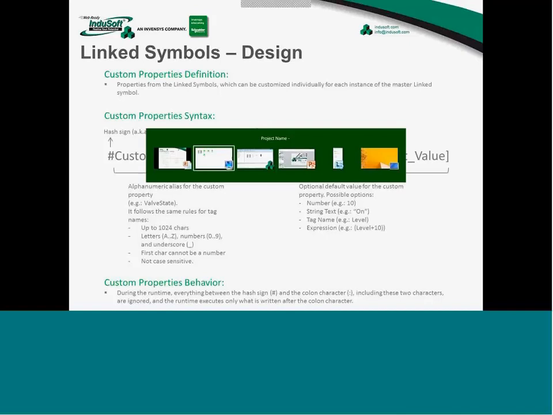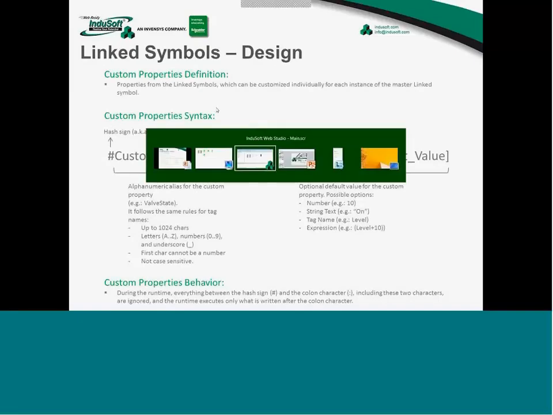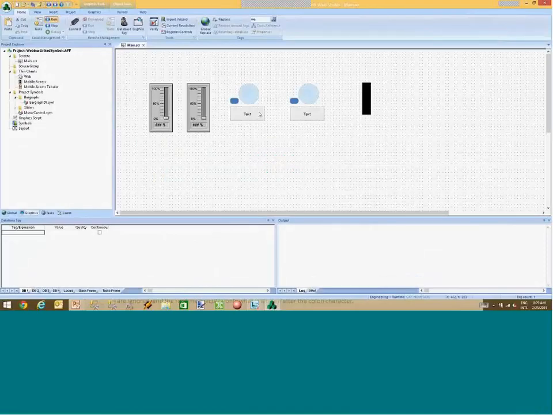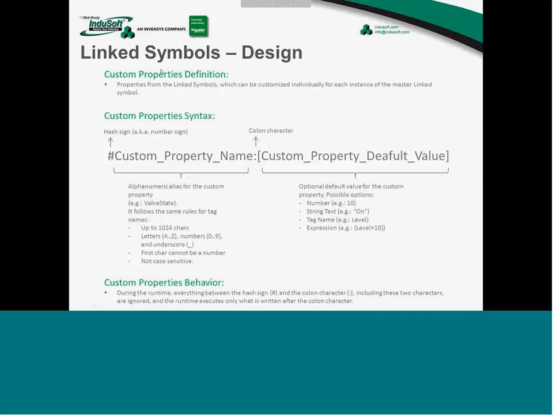Custom properties. I created those two linked symbols here on the screen to toggle the motor. But in the real world, most likely, I do not want two different symbols to affect exactly the same tags. I might want the same look and feel to turn motors on and off, but each instance of the symbol most likely should be used to turn a different motor on or off. So in InduSoft, we have what we call custom properties for linked symbols.